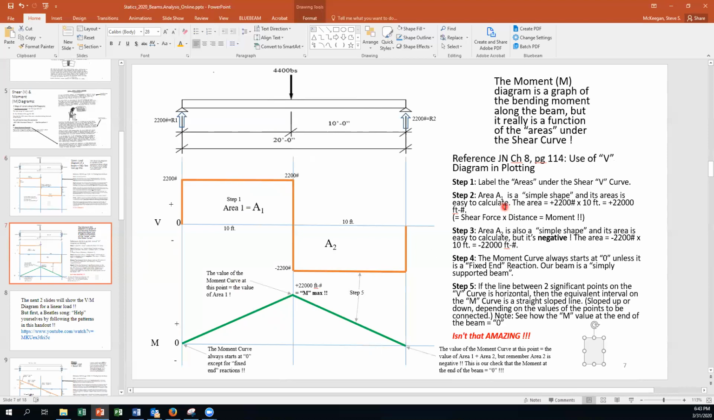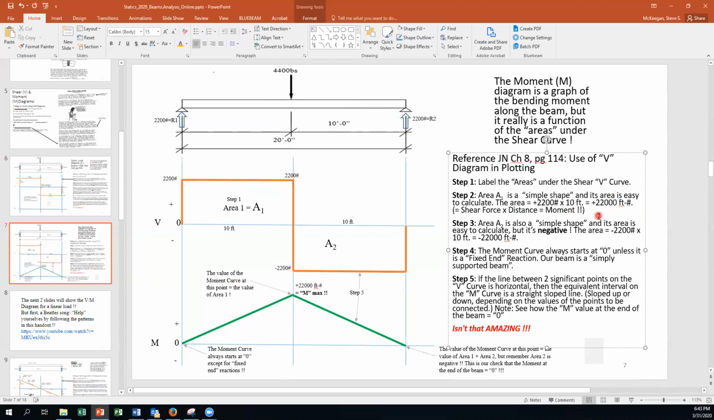So, area 1 is a simple shape. Its area is easy to calculate. And the area is positive 2,200 times 10 feet. And so that's positive 22,000 foot-pounds. A shear force times a distance equals a moment. Area 2 is also a simple shape. And because this is a beautiful beam, it makes sense that it is the same as area 1, only it's negative.